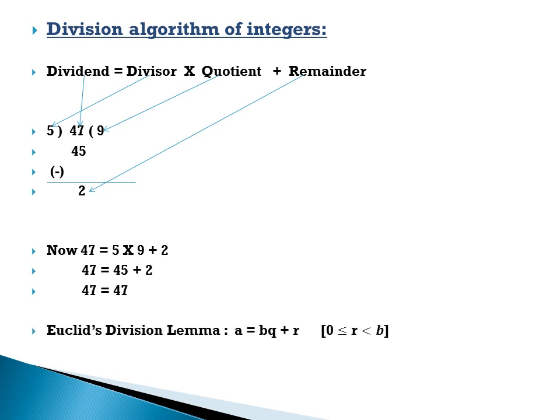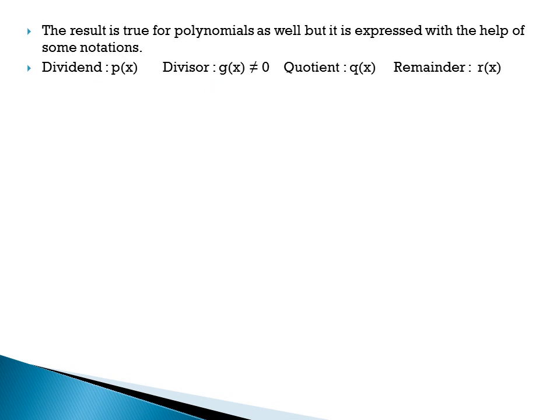Now remember, we had done a similar assertion in the first chapter, where it was called Euclid's division lemma, wherein we had said a equals bq plus r for some integers a, b, q and r, wherein r has to be greater than or equal to 0 but less than b. Now let's see what the relation looks like for polynomials.